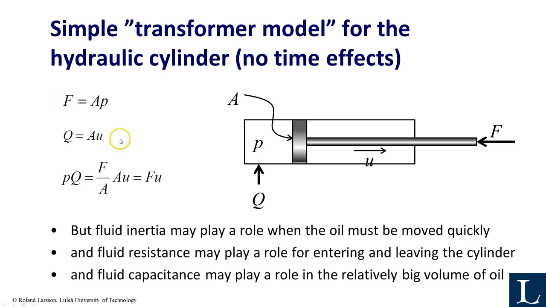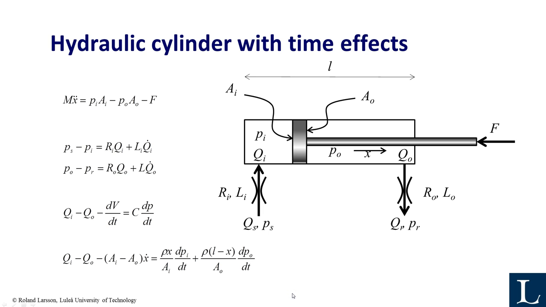The flows are connected and the efforts are connected. But fluid inertia, resistance and capacitance may also play a role. For example, if we must move this quickly, and resistance may play a role when it leaves and enters, maybe some holes here that stop the flow a little bit. And if this is a very big cylinder, the fluid volume may also play a role.